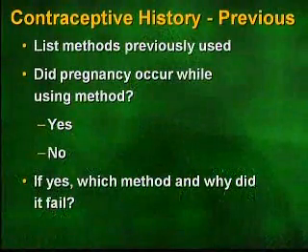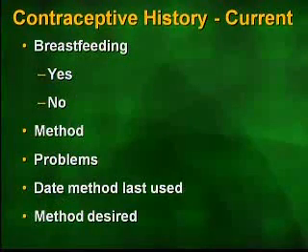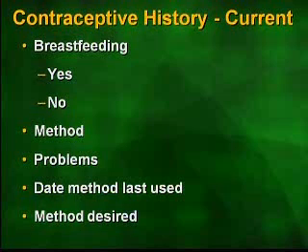We want to get a good contraceptive history, what they've previously used, did pregnancy occur while they were using a method, and if yes, which method was it and why did it fail? We want to ask them about breastfeeding, and why do we want to know about breastfeeding? It affects the type of method they're on. Okay, it's going to affect what you can give them, because a progestin-only method is preferred, and they may not have a period if they're breastfeeding as well.